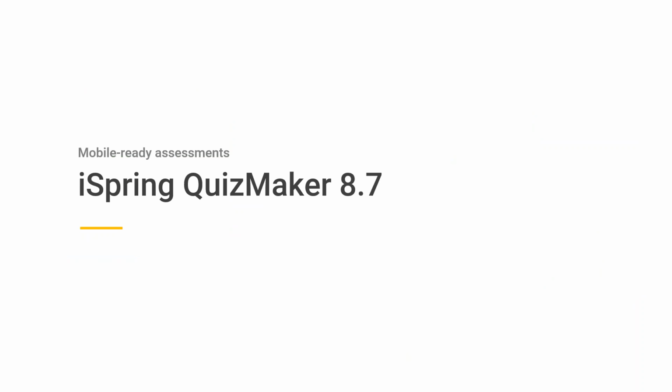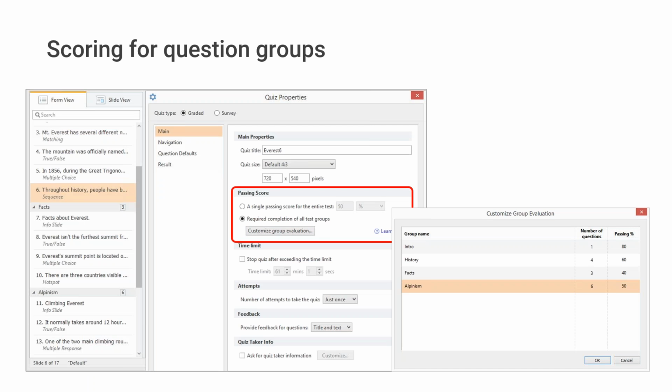And moving to QuizMaker. If you have a few question groups in a single quiz and you want your users to know their score for each of those groups in addition to the overall result, then you can open quiz properties and enable this new useful option. More than that, you can set an individual passing score for each of those groups.